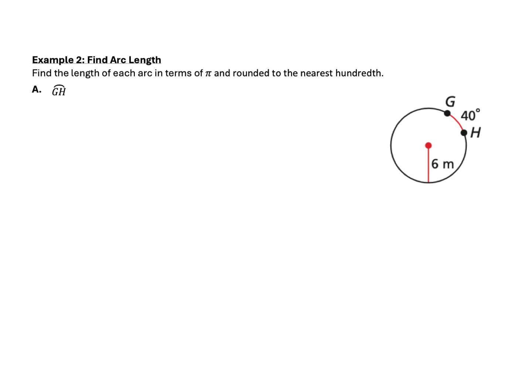The next example here is going to be finding the length of an arc. And the formula for finding the length of the arc is L equals 2 pi r times m over 360. So it's similar to the area of a sector, but it starts off with 2 pi r, the circumference equation, instead of pi r squared, the area equation.